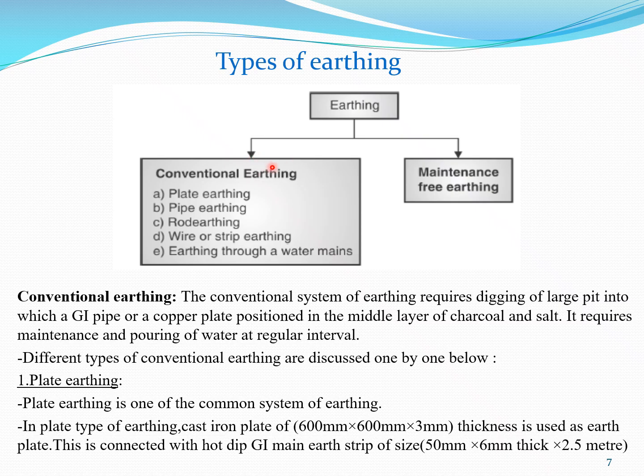Now regarding the conventional earthing system, those for which regular maintenance is required, there are different types. The main types are plate earthing, pipe earthing, rod earthing, wire or strip earthing, and earthing through water mains. In the conventional system of earthing, it requires digging a large pit in which a GI pipe or copper plate is positioned in the middle layer of charcoal and salt. It requires maintenance and pouring of water at regular intervals.